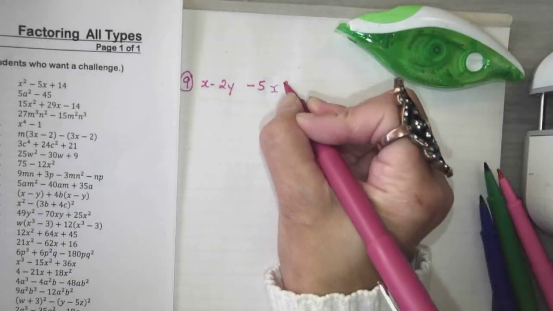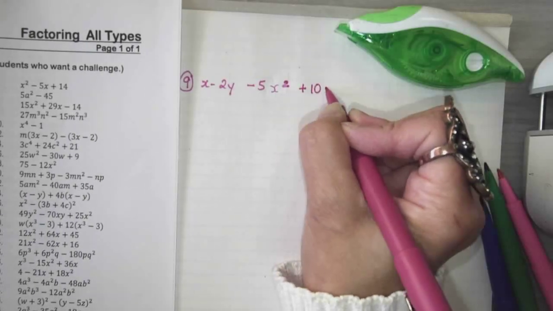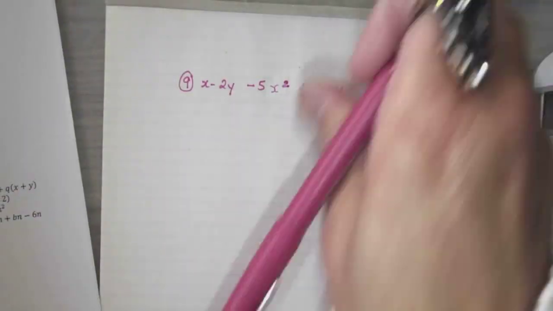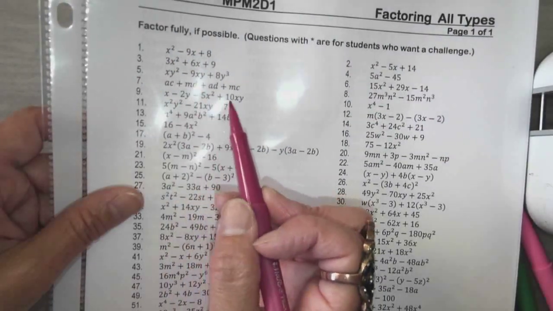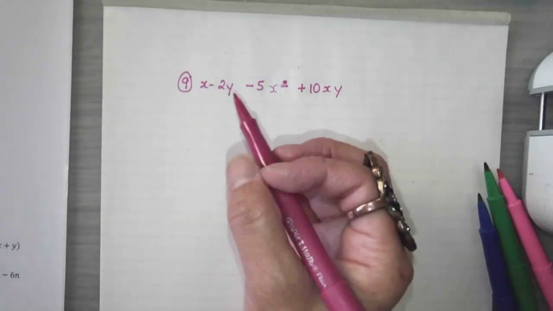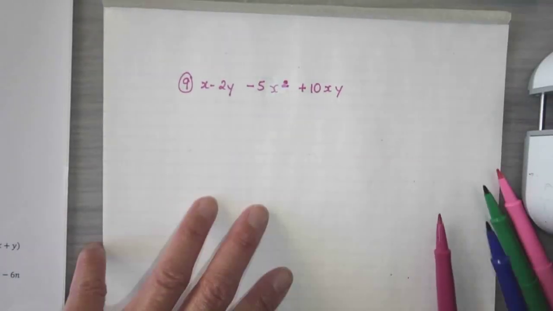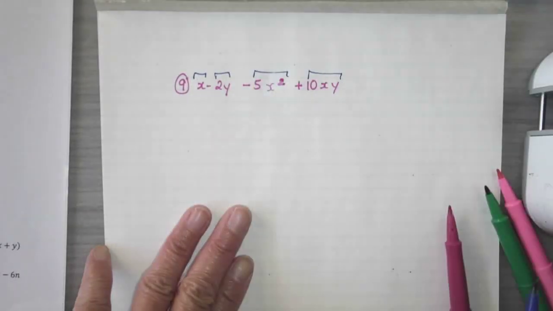So x squared plus 10xy. Okay, so that's this one here. x minus 2y minus 5x squared plus 10xy. So there's 4 terms. So look at them with me. It's 1, 2, 3, 4 terms.